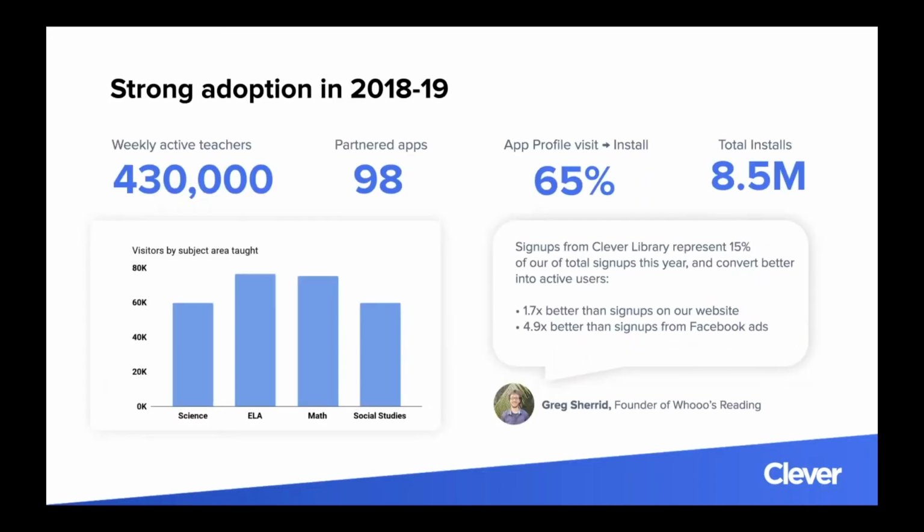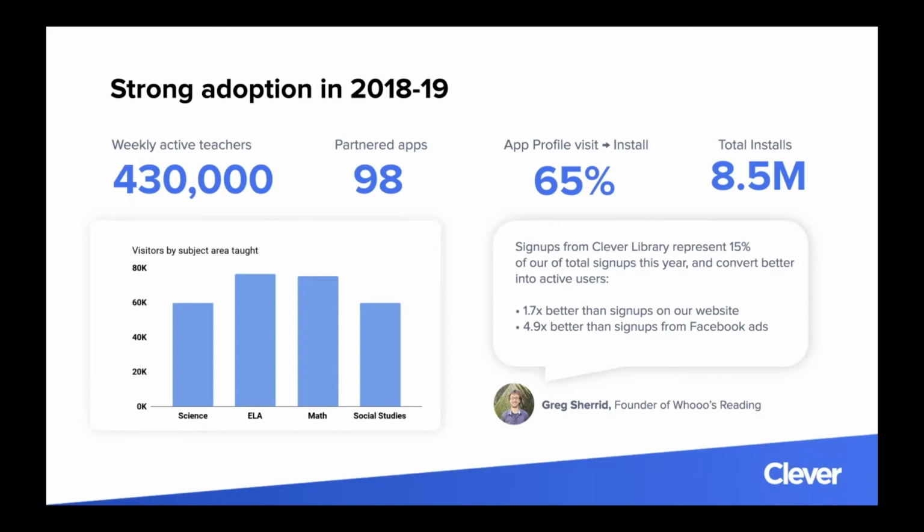So I want to talk real quickly about the results we have seen in the past school year. As I mentioned, we have 12 million monthly active users on Clever. About 430,000 of those are teachers. And over the last school year, we've seen approximately 8.5 million student and teacher signups through the library. That's that top of funnel. And that's across 98 partnered applications who have integrated with this part of our platform.